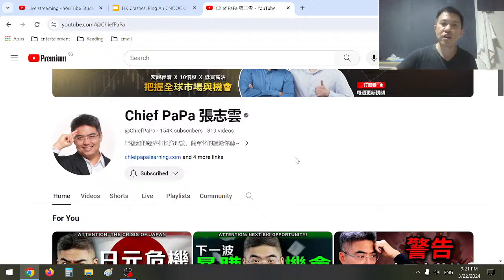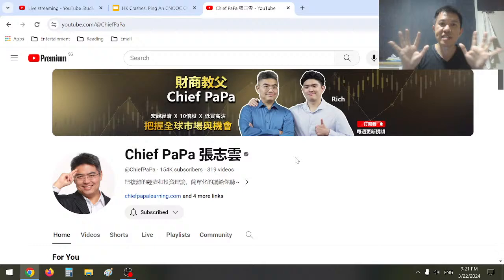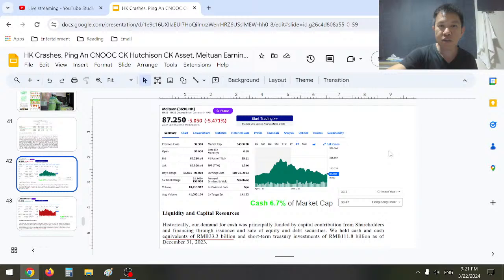He's one of his 10倍股. 10倍股 in English means a stock that can 10x. Or you can see here, that's 10倍股. So he has the list of the 10. So Meituan is one of them. So he's one of his top picks of the Chief Papa that can 10x.